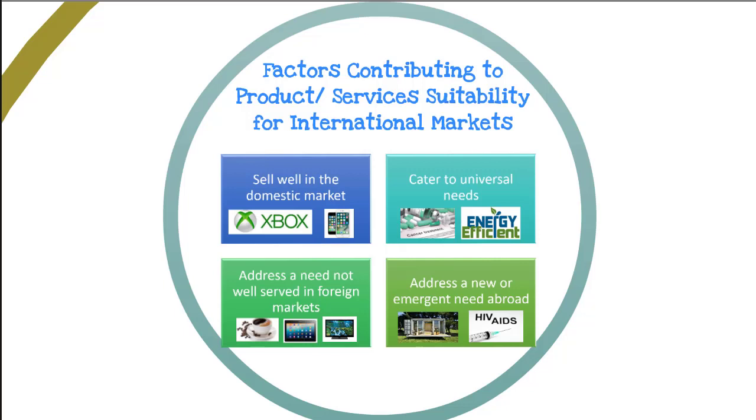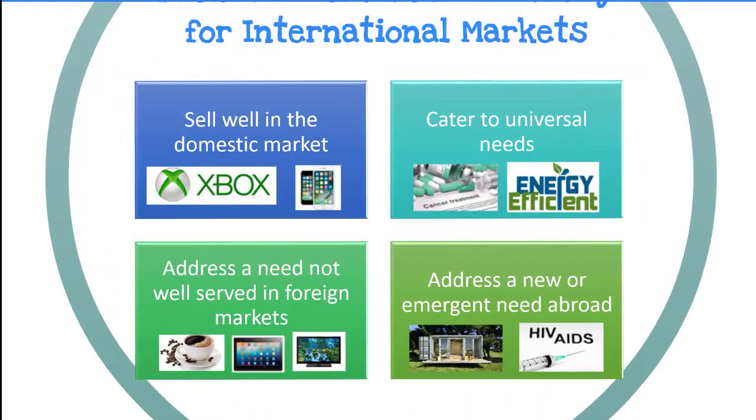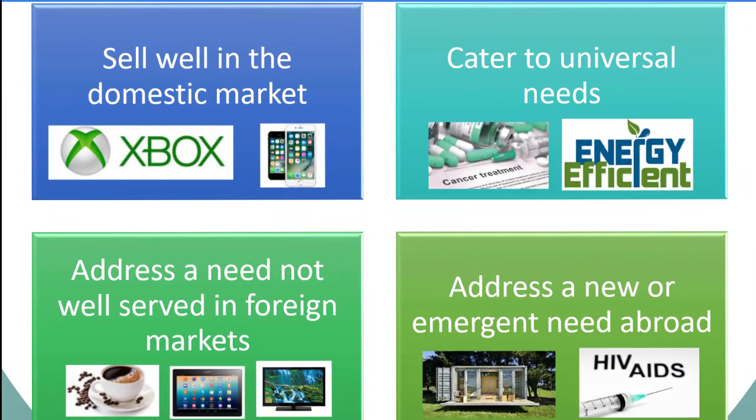However, how can we know if the product or services are suitable for international markets? Here it shows the product or services with the best international prospects tend to have the following 4 characteristics. The first one is that products or services that usually sell well at home are likely to succeed abroad. For instance, Microsoft Xbox and Apple iPhones are international hits, mainly because they are sold very well in the United States.